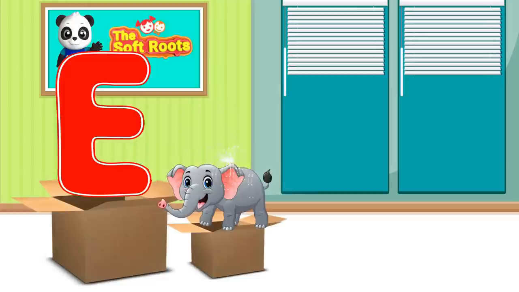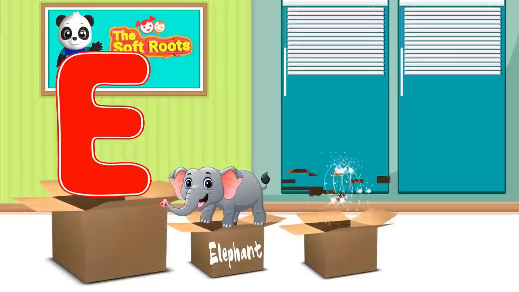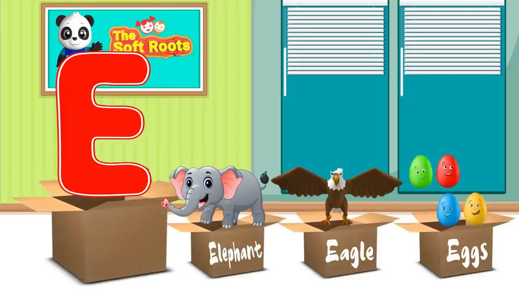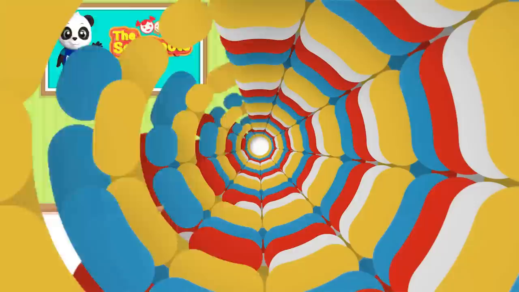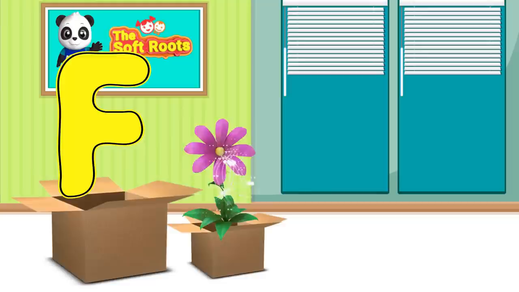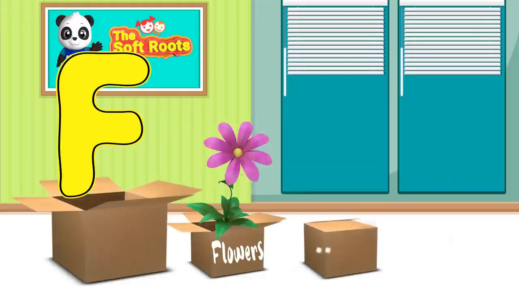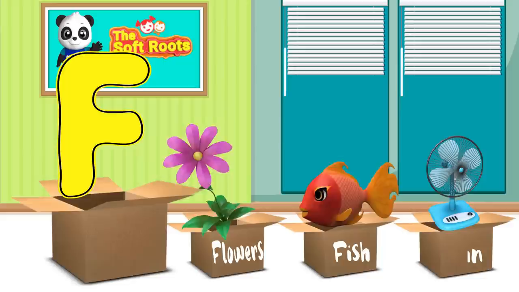E for elephant. E for eagle. E for eggs. Elephant, eagle, and eggs. F for flowers. F for fish. F for fan. Flowers, fish, and fan.